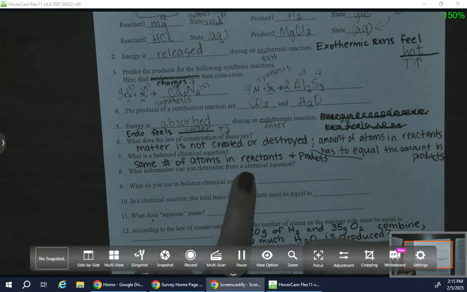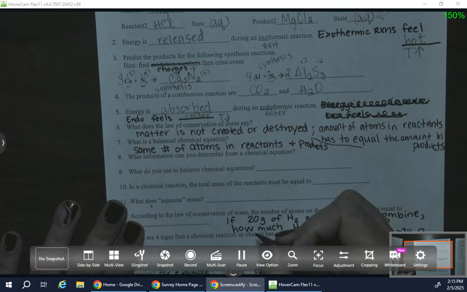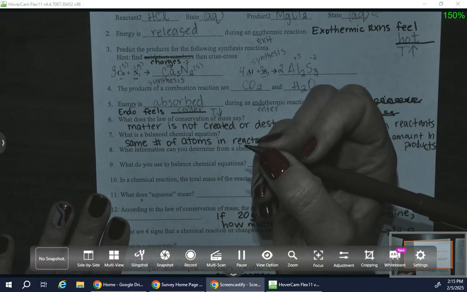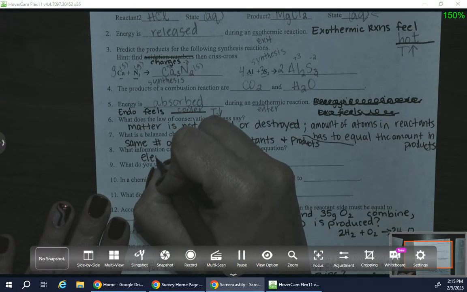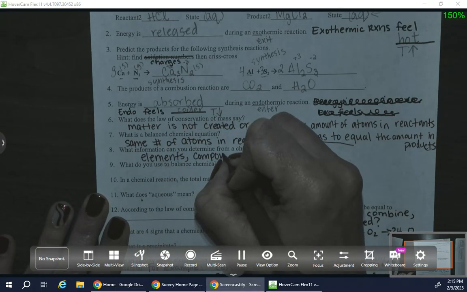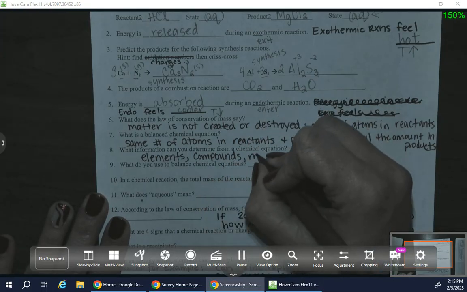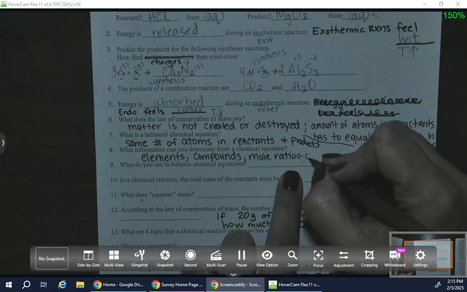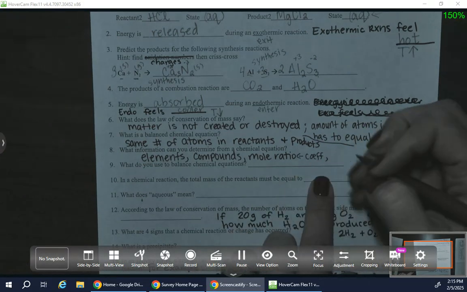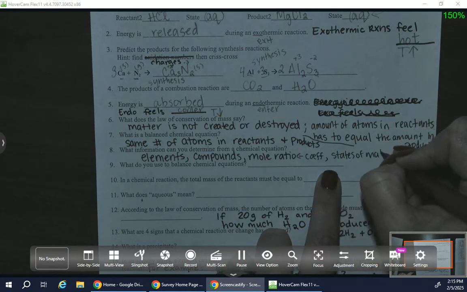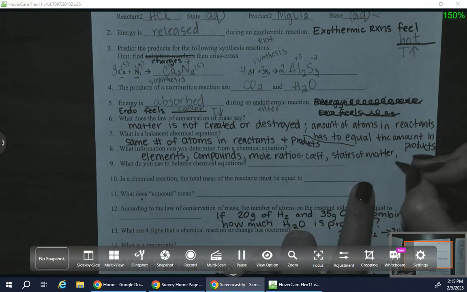All right, what information can you determine from a chemical equation? You can determine elements, compounds, mole ratio, which remember is your coefficients. So that's your coefficients. States of matter, and then specifically whoever is reactants and who is a product.